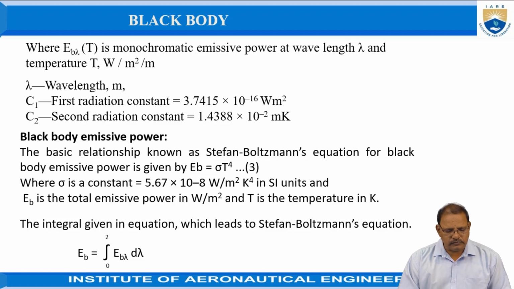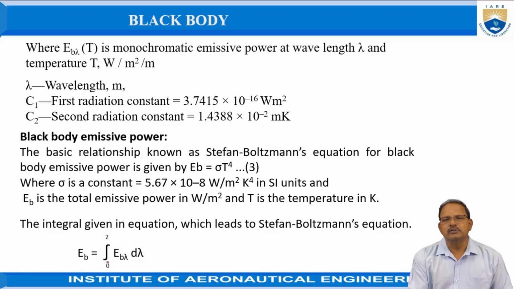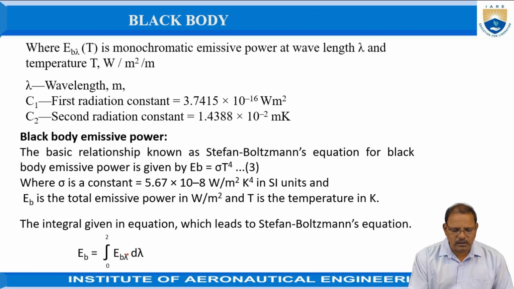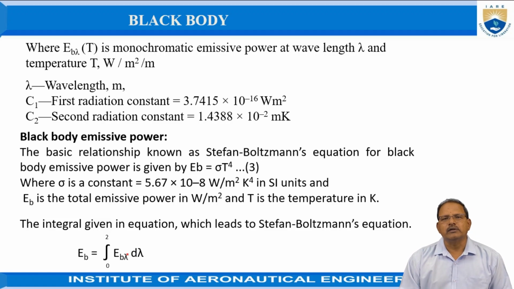The integral equation is given by, which leads to the Boltzmann constant, which is expressed as E_b is equal to the integration from 0 to infinity of E_bλ dλ. This is the integral equation for the Stefan-Boltzmann equation.